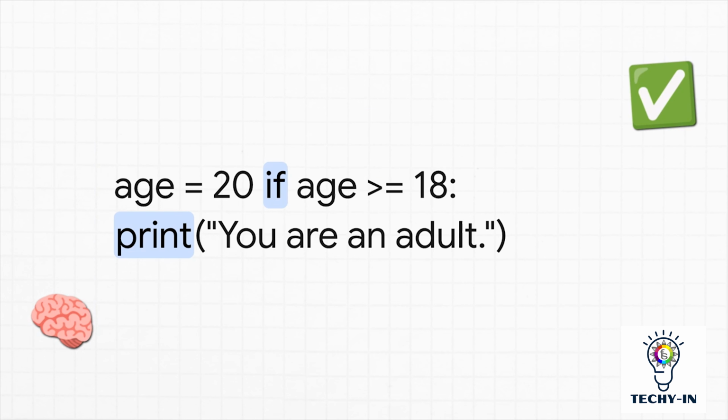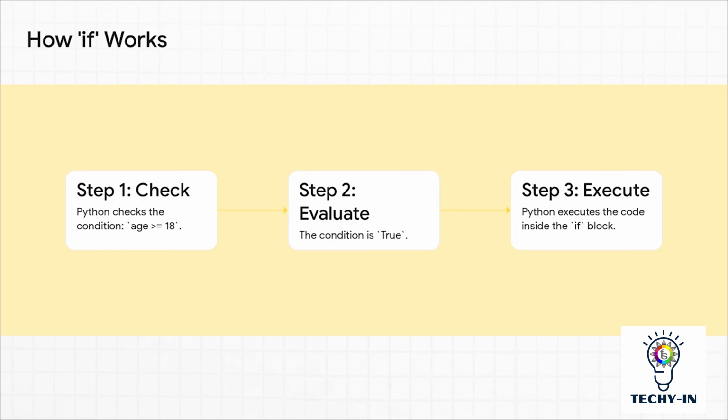Let's make this real with an example. First, we create a variable, age, and we set its value to 20. Then, our if statement asks a very simple question. Is the value of age greater than or equal to 18? Since 20 is definitely greater than 18, the condition is true. So here's the play-by-play of what Python is doing. It checks a condition, it sees that it's true, and because it's true, it executes the code that's indented right underneath it. Simple, direct, and to the point.